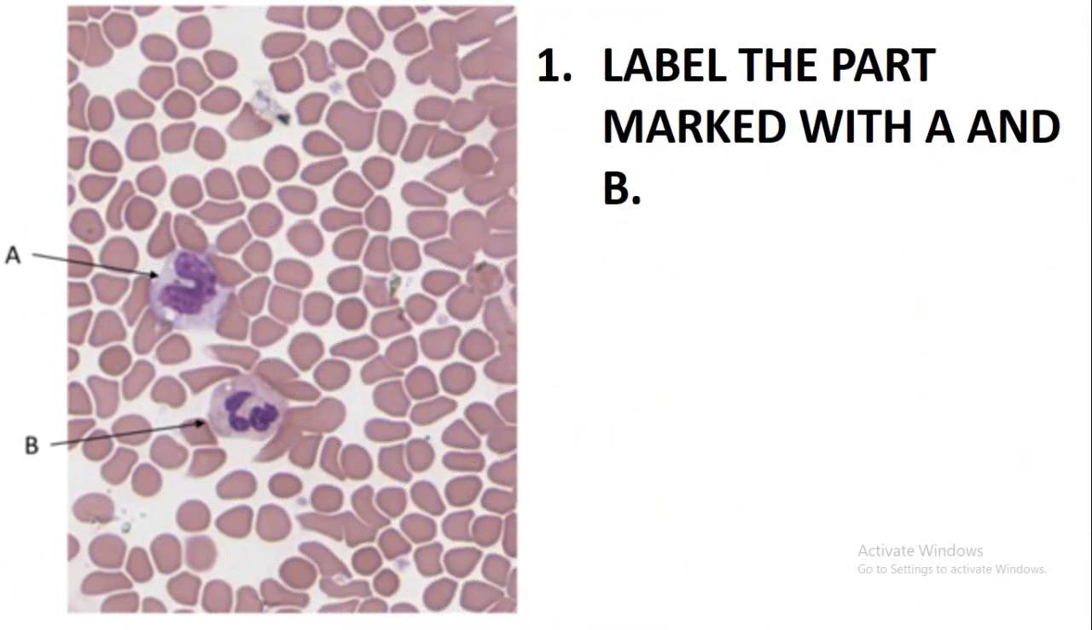Label the parts marked with A and B. If you look at A, it is the monocyte, and B is just the neutrophil.